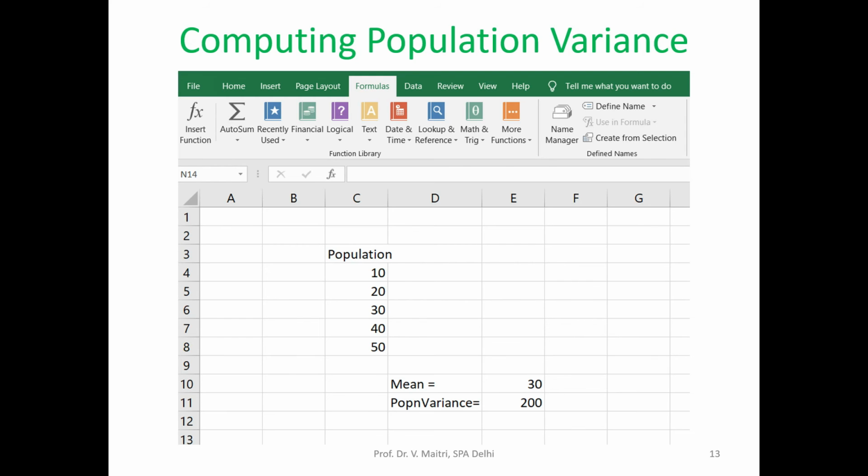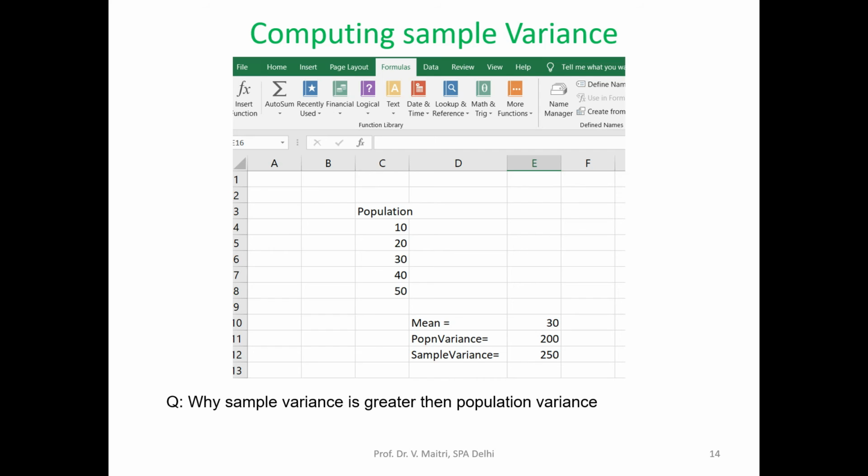But now for the same data, if I treat it as a sample, once I said population, now I say it is a sample, so I use the formula for sample variance. It works out to be 250. So why is the sample variance greater than the population variance? That is important. Because we have done n minus 1, we are always taking the higher values. That's why the sample variance will always be greater than the population variance.